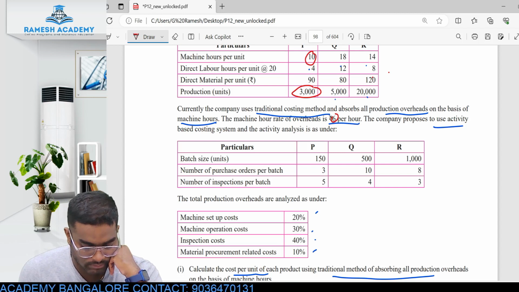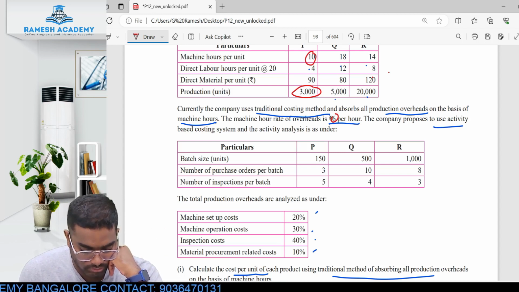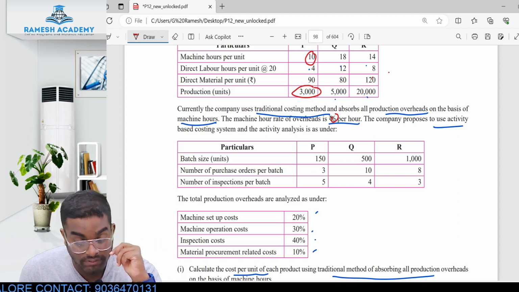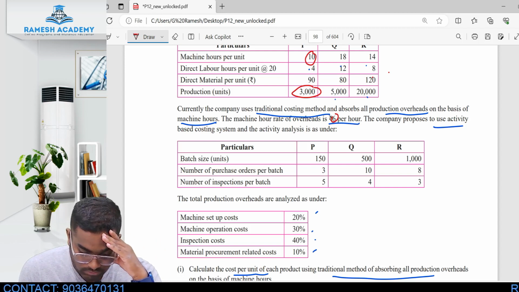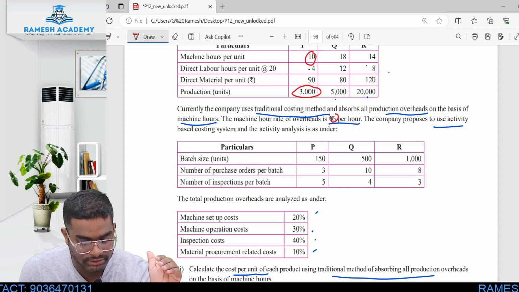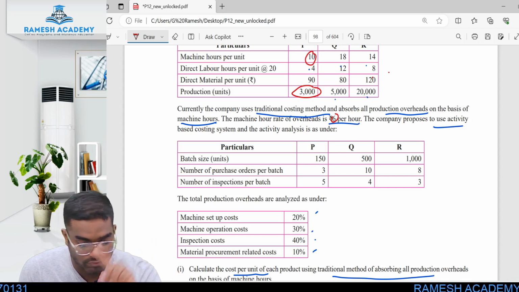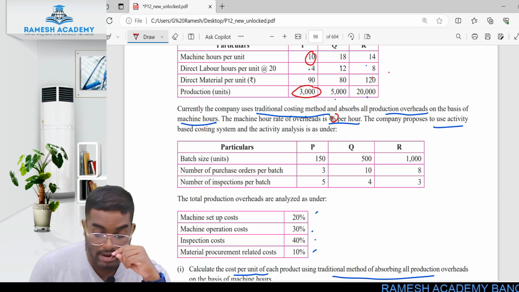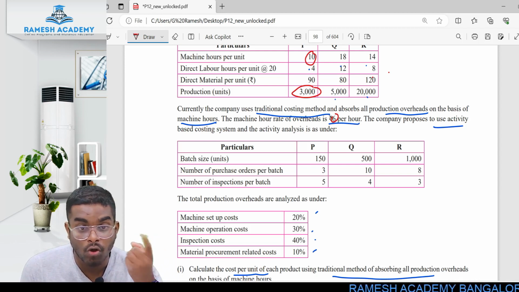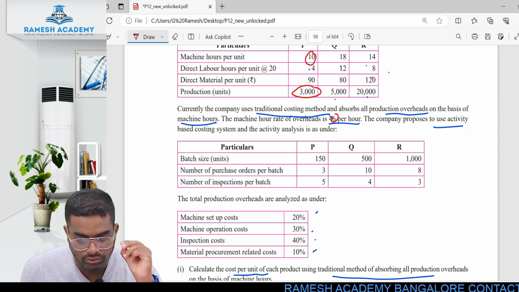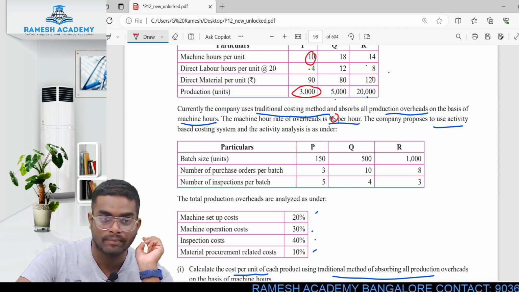Number of setups. So where do we have the setups? So they have given indirectly. If you read the question, they have given indirectly. Please read it. They have given production units. They have given the batch size, which means in one batch they are producing 150 and they have produced 3000. How many number of setups they would have done? 3000 divided by 150, that is 20 number of setups.